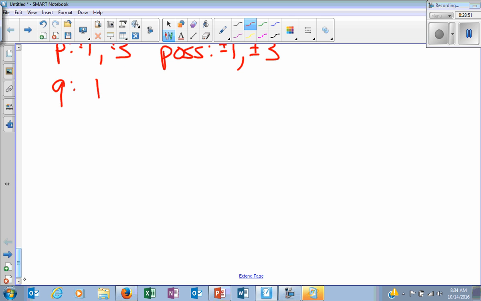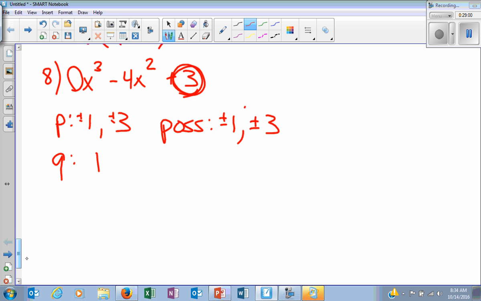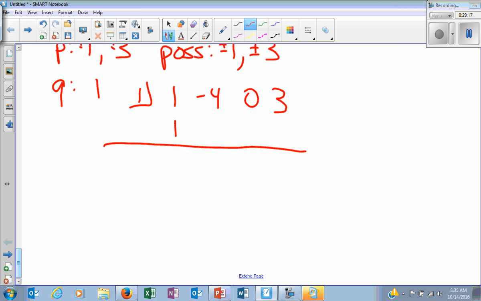Now, I then use that to help solve that. So I say, okay, it's possible that 1 goes into this, right? And I use synthetic. 1, negative 4. Now, what else do I need to put here? 0, 3. Bring it down. 1. 1 times 1. Negative 3. Negative 3. Negative 3. 0. Correct? You with me?